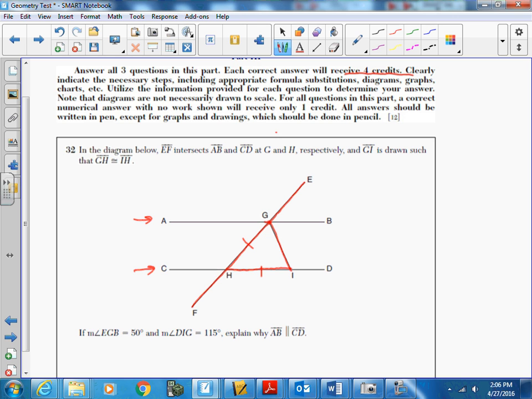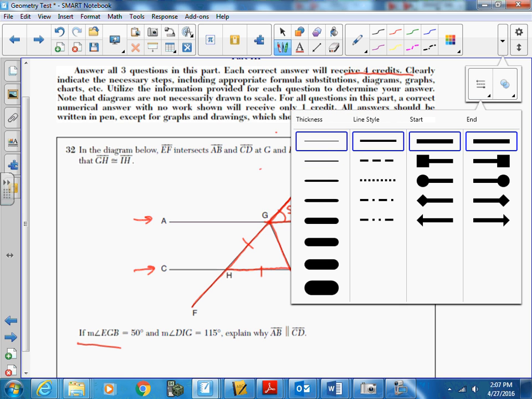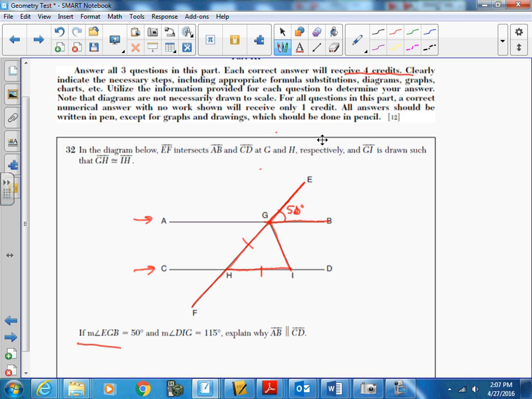All right. Now at the bottom it says, if the measure of angle EGB, so where's EGB? That's going to be, remember, you start at the letter and go from the letter down to the other letter. So that means this is 50 degrees. All right, that's 50 degrees. And measure of angle DIG is 115. So that means this one right here is 115 degrees.